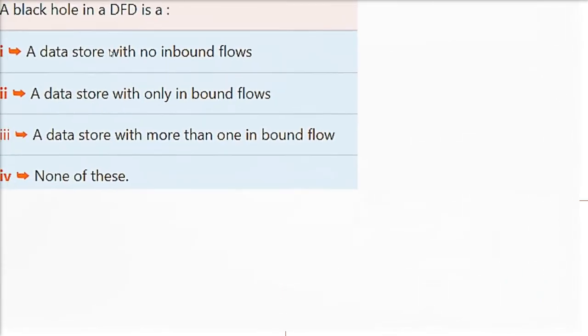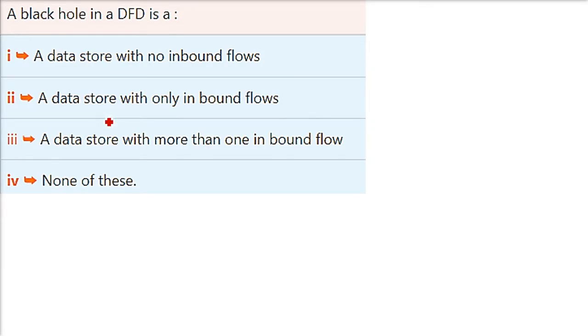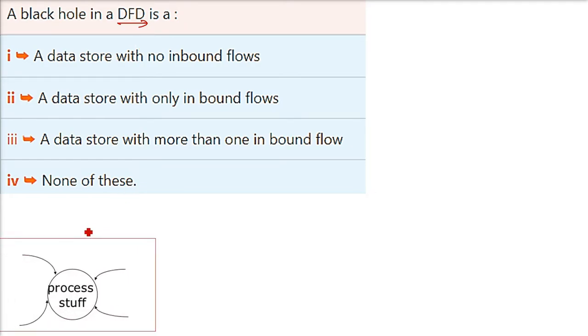A black hole in a DFD. Now DFD is a data flow diagram. You see a diagram here. Assume it to be a data store. Now you see that it has only inbound flows. There is no output. That is called the black hole. So black hole: a data store with only inbound flows.